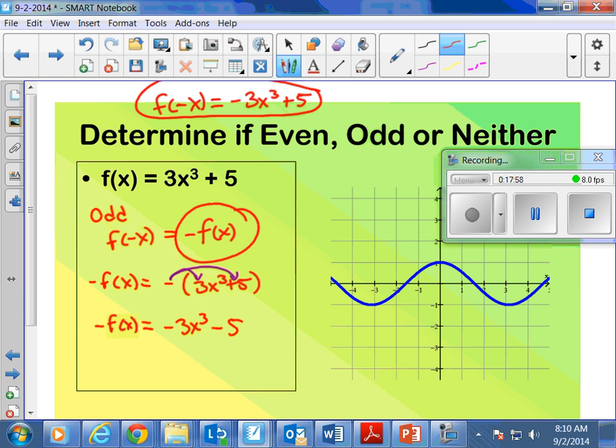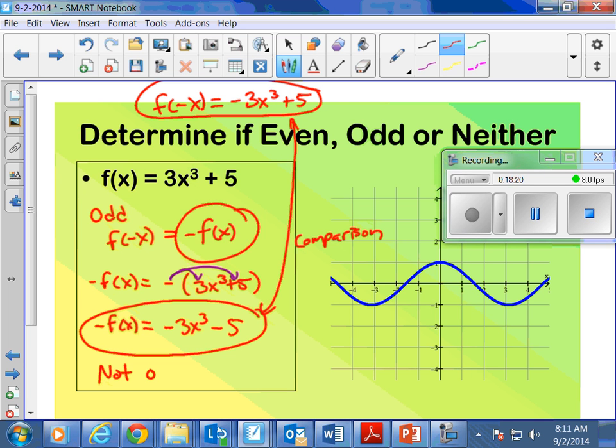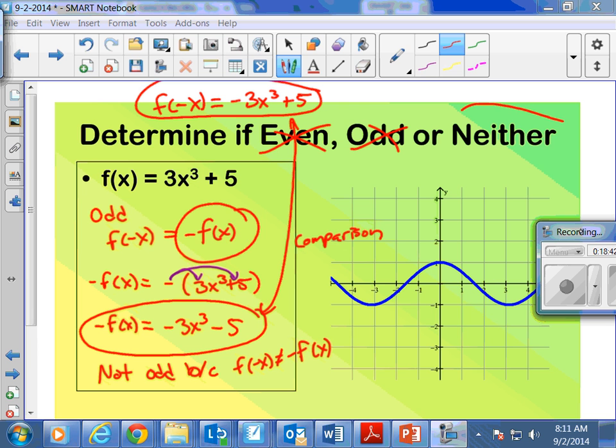Now that I have that here, I could compare this one with this one. So make a comparison. And the comparison clearly says that they're not equal. And so one of the things we're going to say is that it's not odd. It's not odd because f of negative x is not equal to negative f of x. So in this case, since we determined that it's not even, it's not odd, we're going to realize that it's actually neither in our case. So this function is, write that down, neither.